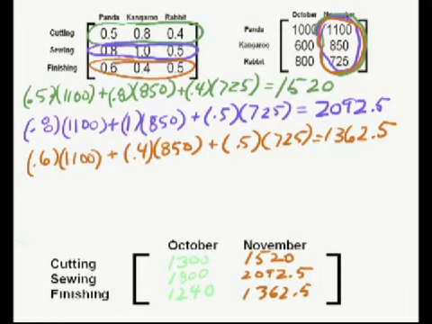For instance, the number of hours we're paying for sewing in November. That's a big ticket item. If we could cut back on that a little bit, well, we'd be saving some money. And on a purely mathematical side, the process you have just completed is called matrix multiplication.